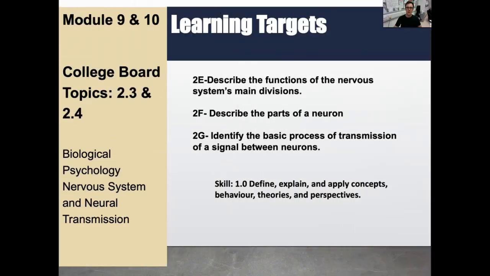Hey students, welcome back for part 2 of our lecture regarding topics 2.3 and 2.4, looking at the nervous system and neural transmission. We're going to focus on these next two learning targets here, describing the parts of the neuron and identifying the basic process of transmission of signals between neurons.